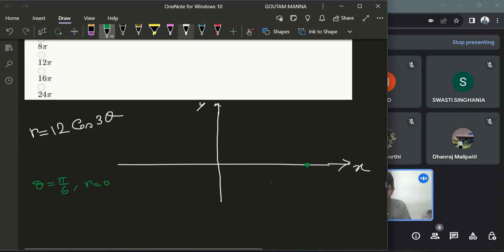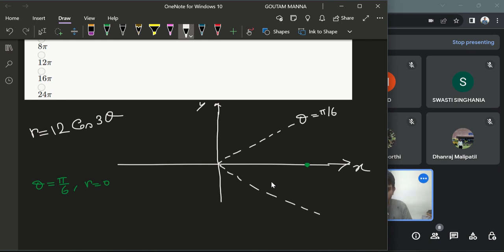So if this is not exactly theta equals pi by 6, but let me draw it like this for a better view. Okay, and again for theta equals minus pi by 6 also, it will again go to 0. Theta equals minus pi by 6, r will again go to 0. So it will look like basically this. At theta equals pi by 6, it goes to 0, and then r increases as we change theta.